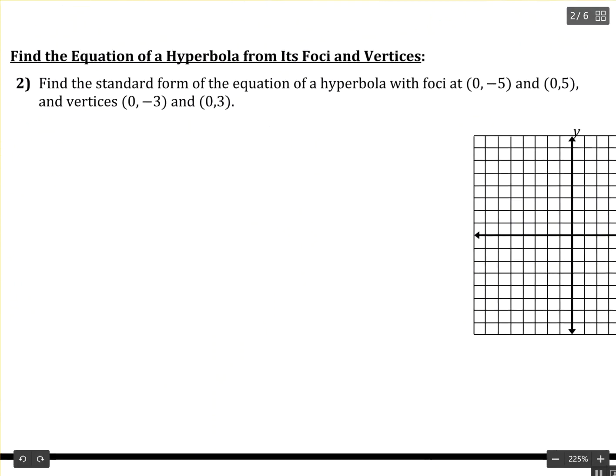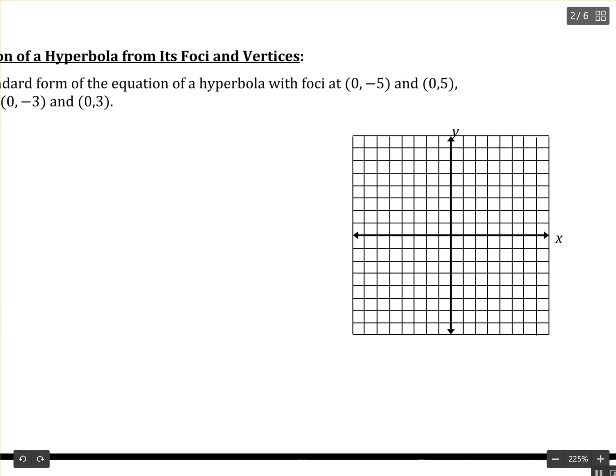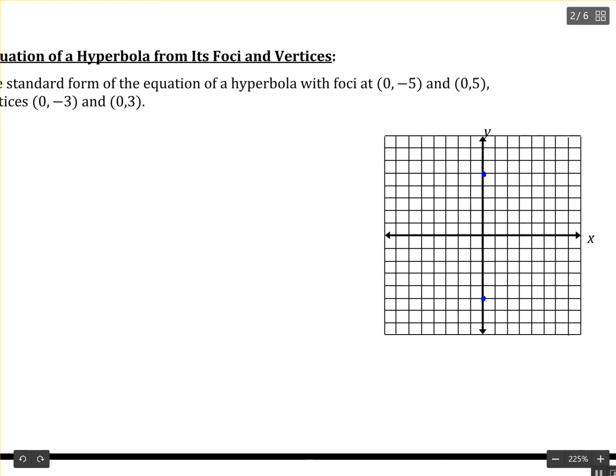Find the equation of a hyperbola from its foci and its vertices. So a lot of times on these ones, just drawing it helps it get it all straight in your mind. So foci at 5 and negative 5. So I got a focus here, I got a focus here, and vertices at 0, 3, and 0, negative 3. So the center must be at 0, because the center is halfway between the foci and the vertices. So our center must be at 0.